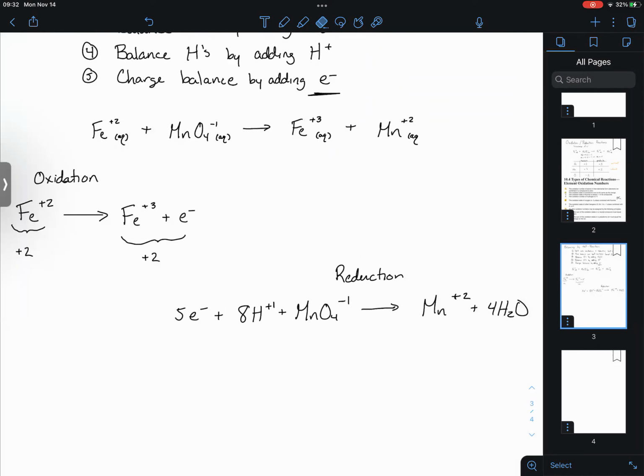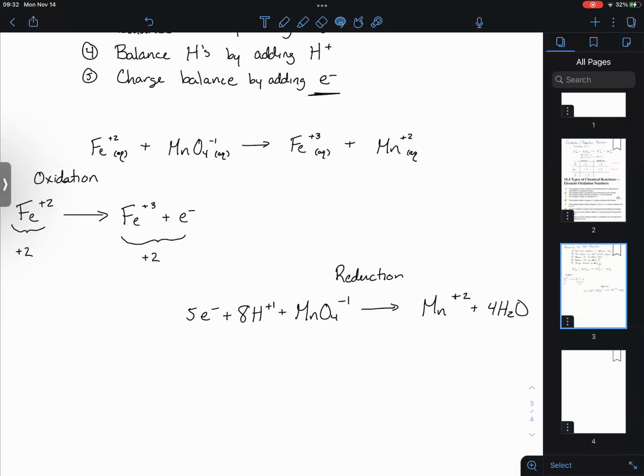So here's my half reactions here. And now I'm ready to combine these things back together. So we're going to combine, but we're going to make sure to do so in such a way that the electrons will cancel out.